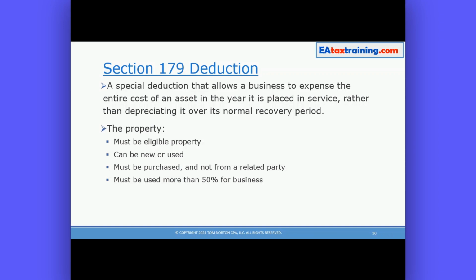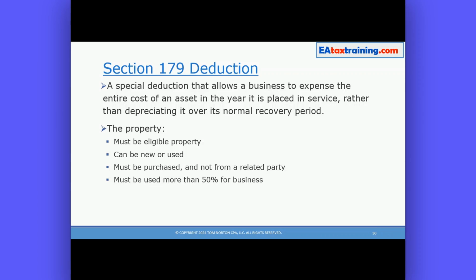Now, in order for this to work, to be eligible, the property itself has to be eligible. It can be either new or used, so it doesn't have to be something you're buying brand new. It must be purchased, not produced yourself. You have to have purchased it, and not from a related party. So they don't want people playing games with getting big 179 deductions by selling assets back and forth between related parties. So you have to have purchased it, but not from a related party.